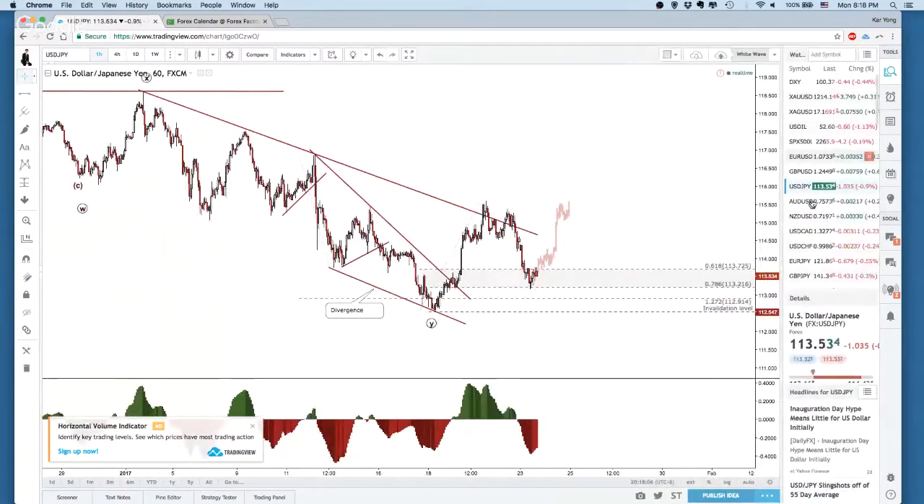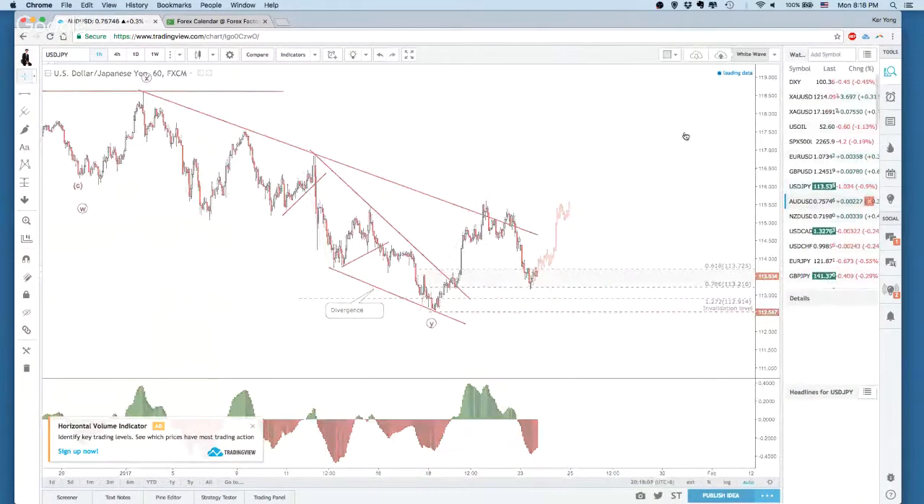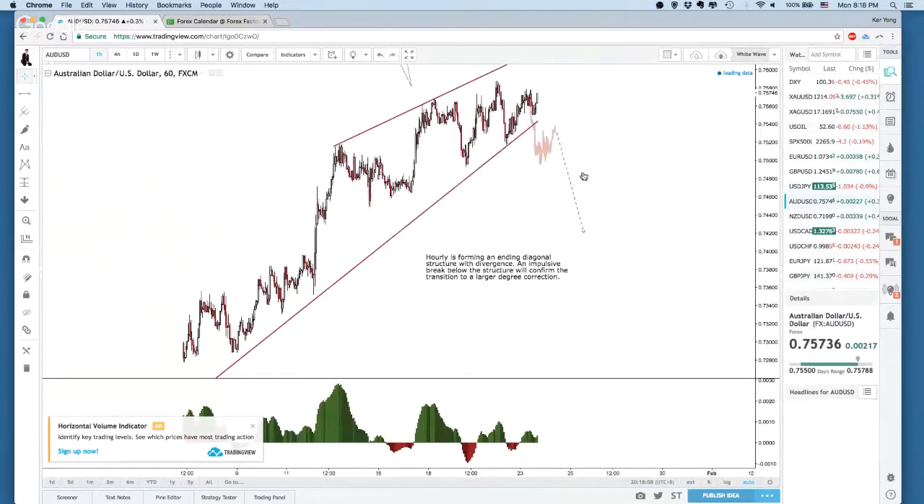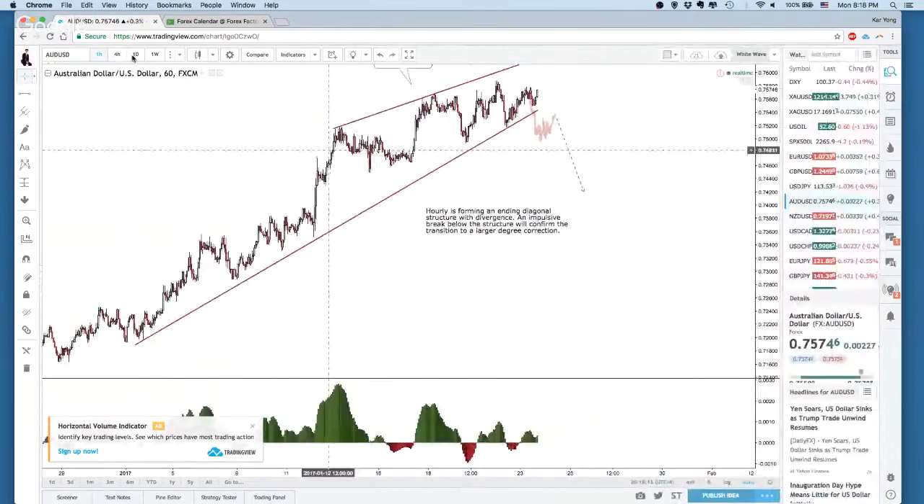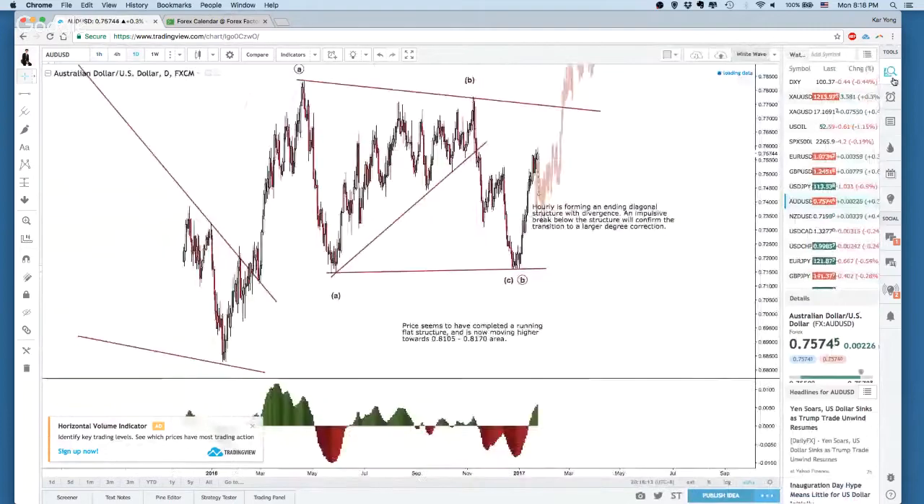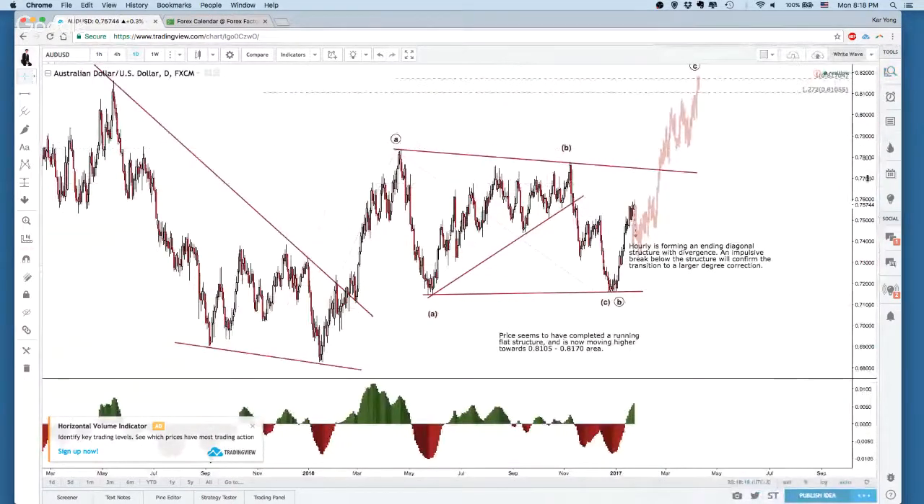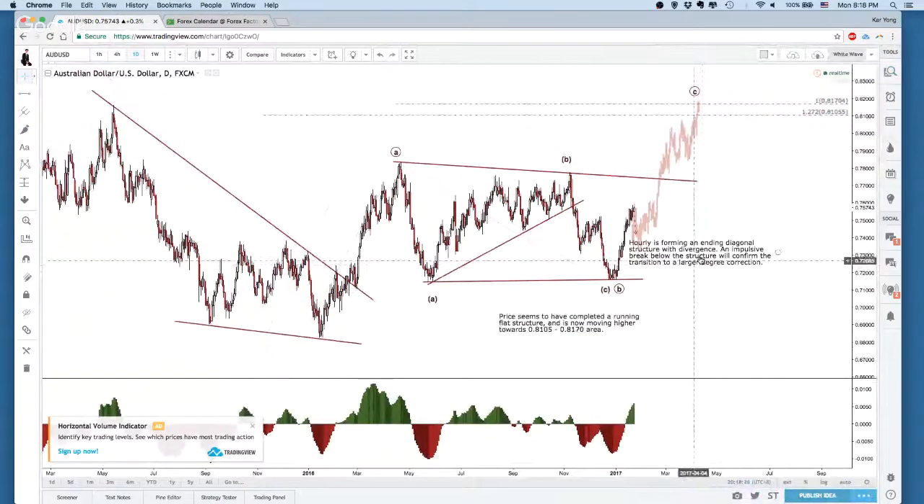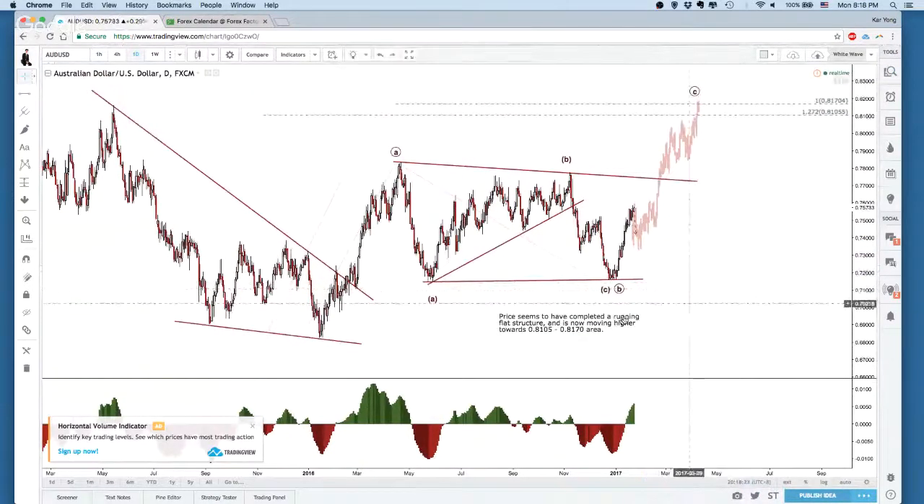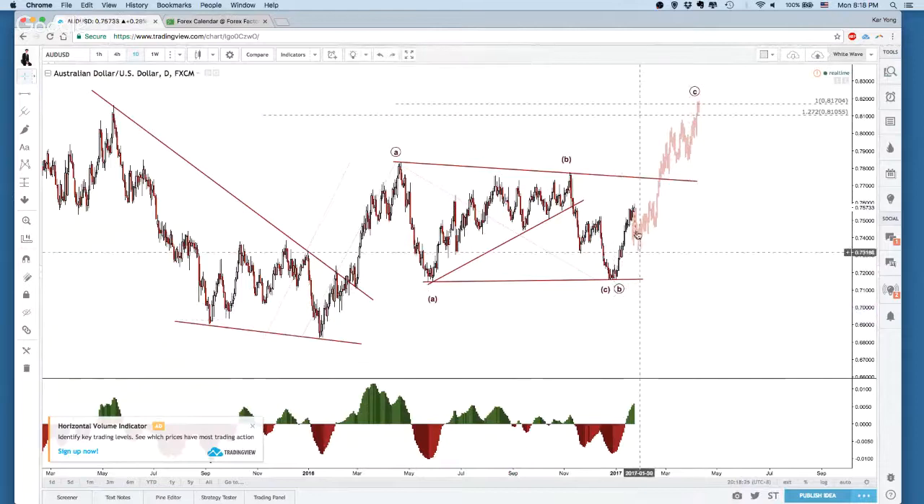The other one is Aussie dollar and Kiwi dollar. They are pretty similar in terms of how they're going to move. Okay, if I show you on the daily time frame, this is what we are looking at. We are expecting it to go higher from here already. Okay, but before it goes, we are expecting one more retracement down, and then it's going to go up.